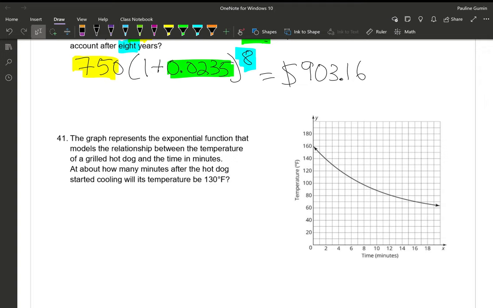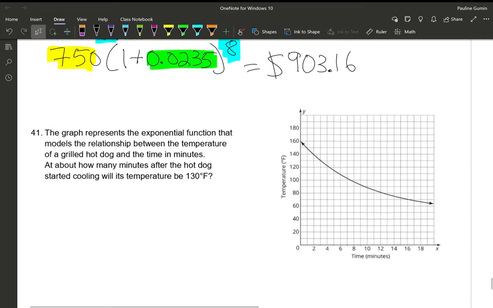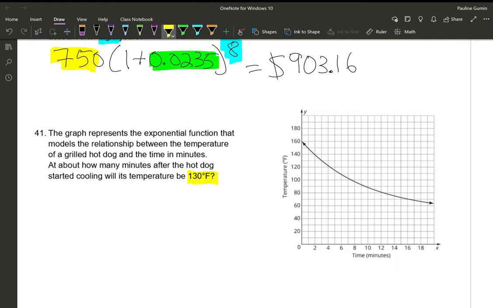All right, honors, last problem for your review. The graph represents an exponential function that models the relationship between the temperature of a grilled hot dog and the time in minutes. At about how many minutes after the hot dog started cooling will its temperature be 130? Okay, so I'm looking for 130 on my graph. It's not written down, but it's right here. And I'm going to draw a horizontal dotted line until I hit the curve of my graph. There's 130. Let's find out what minute that is. Right there, 3 minutes.